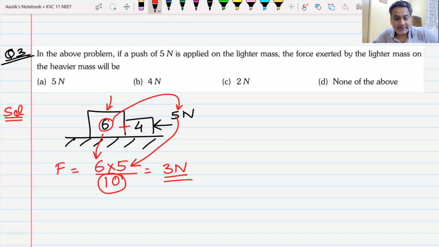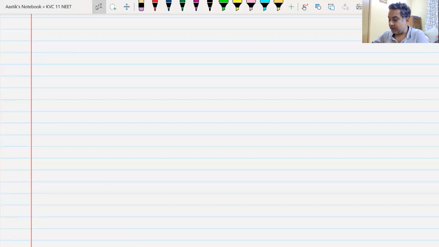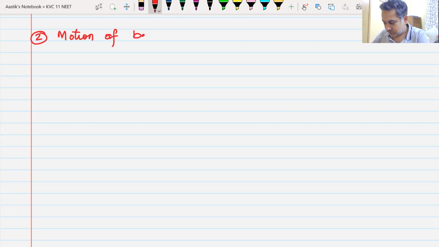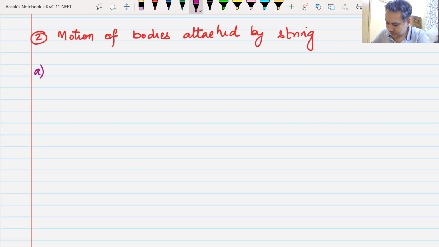Chalo. Have you done this? Okay. Then we move on to the next category. Motion of bodies attached by string. Motion of bodies attached by string.